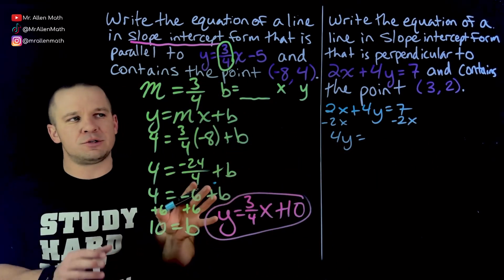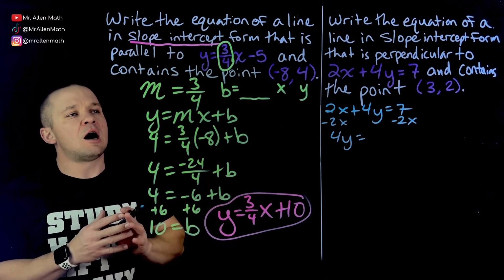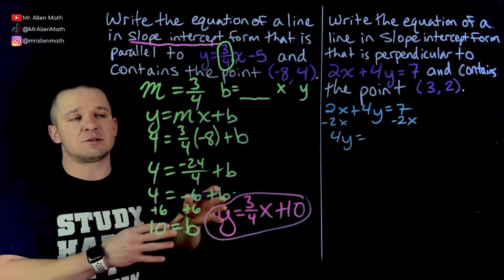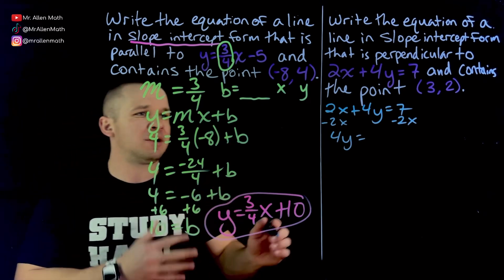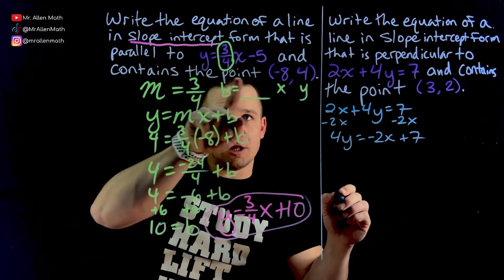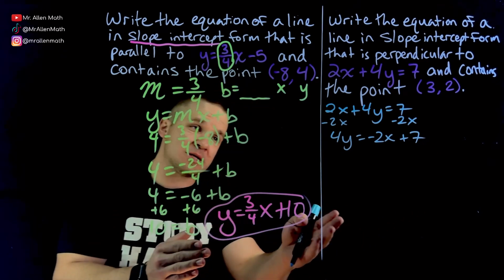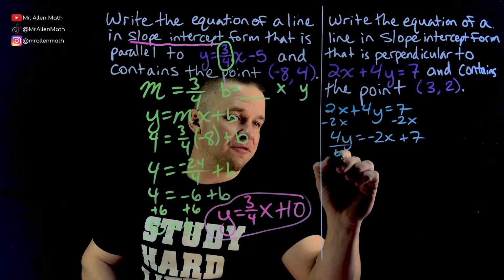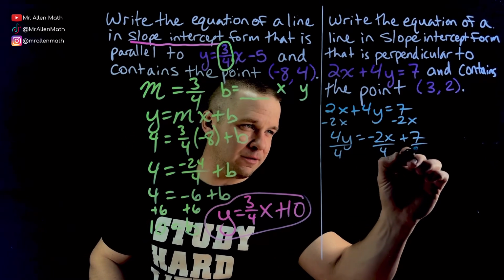Now, when I write this, you could write this one of two ways, and it's totally fine. You could do 7 minus 2x. However, I don't favor that because I want the x first because it's going to look a lot more like my slope-intercept form, my y equals mx plus b, this guy right here. All right. I'm going to divide by 4 on everything.